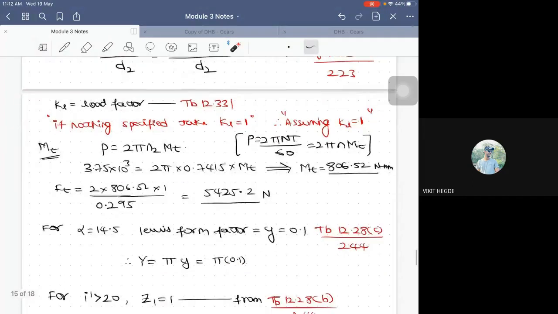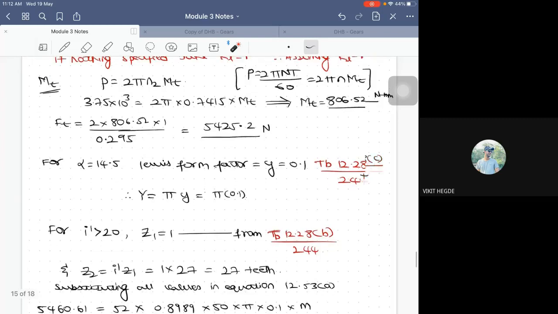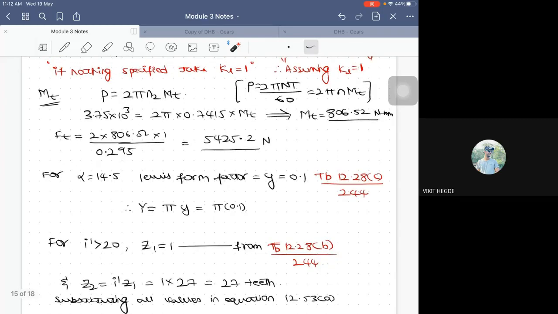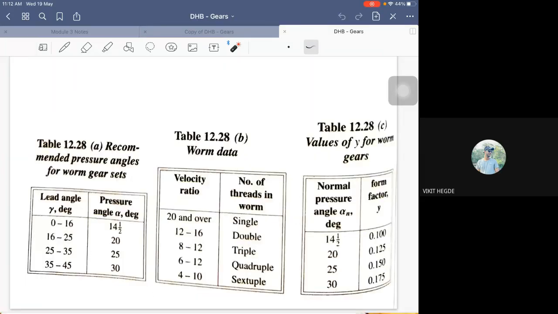So what you do is, Z1. Z1 is not being given there. The number of teeth is not given. You require that also. So again, I told you, come to this particular thing and check the velocity ratio. You have multiple velocity ratio ranges there. In that particular range, what is the requirement of the number of threads? You have to note it down. Okay, for example, here, what is the velocity ratio? How much is the velocity ratio?